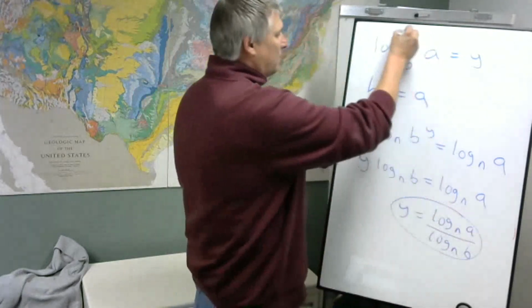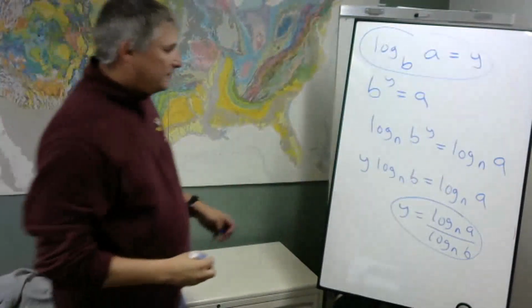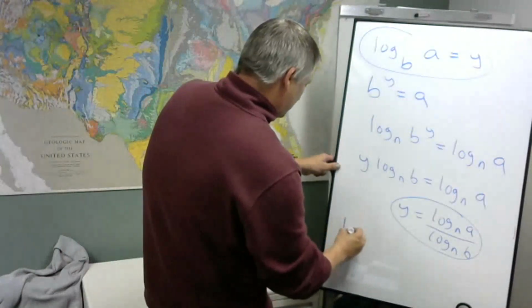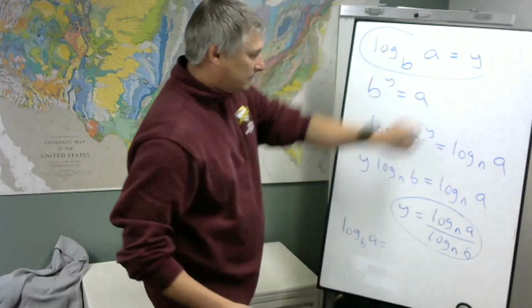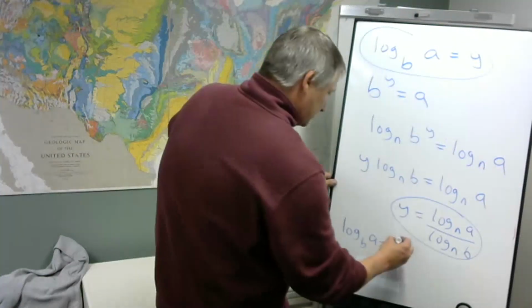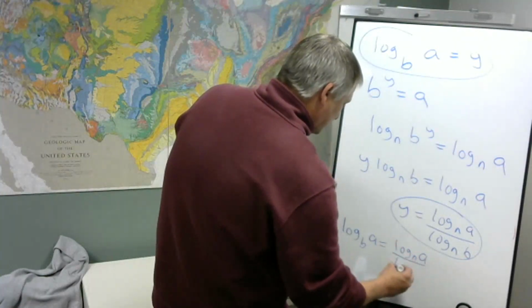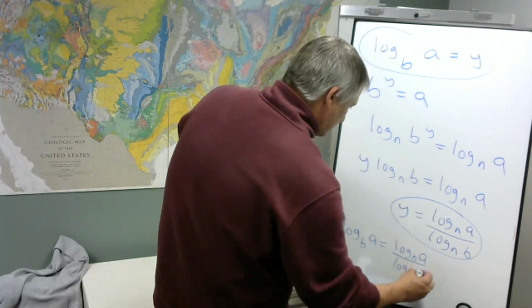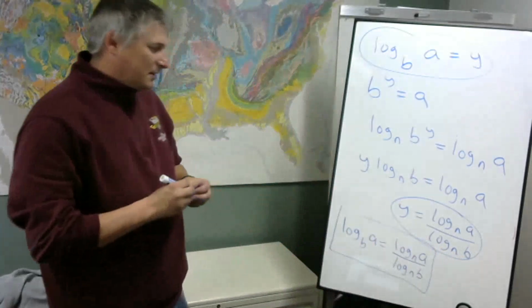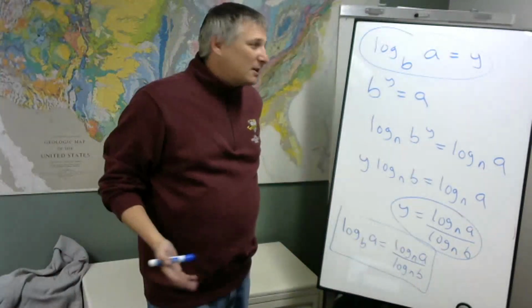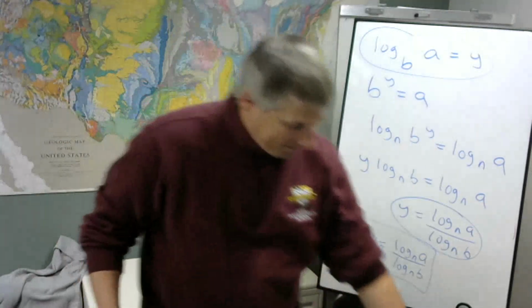Now remember, this is what y was also equal to. So what this says is that log base b of a, which is y, is going to be log base n of a over log base n of b. And there we go. So again, this lets us come up with logarithms that are not on our calculator.